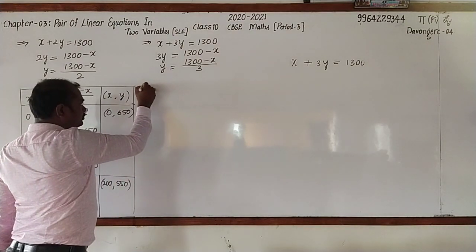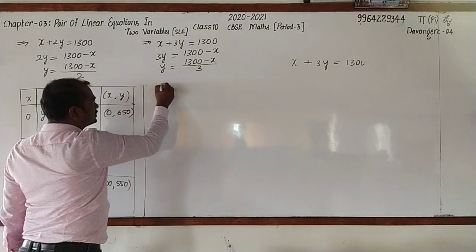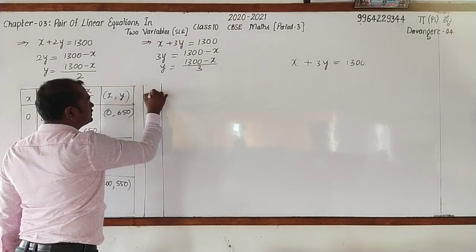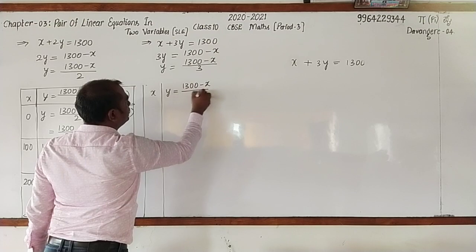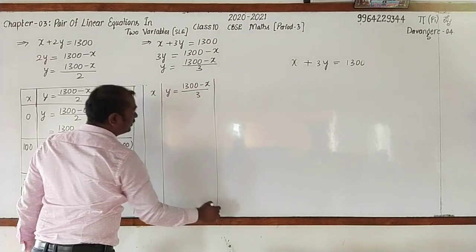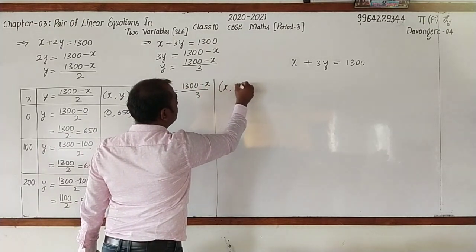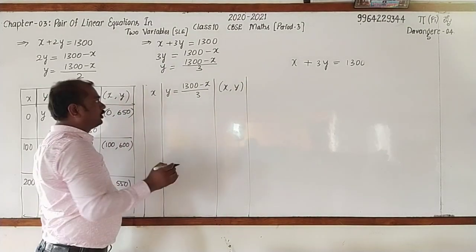Before that, I draw the table. The first column is for x, second column for y, 1300 minus x by 3, and the third column is for x comma y. Followed? Yes.